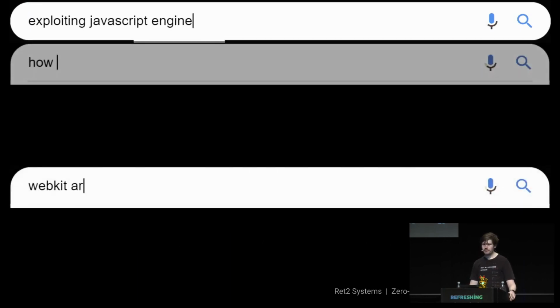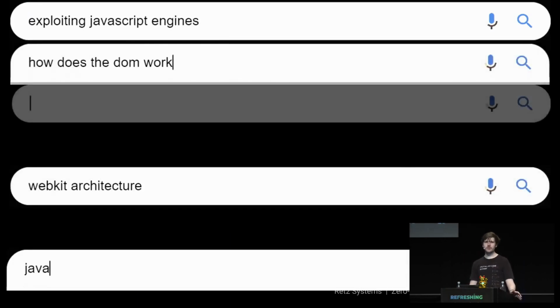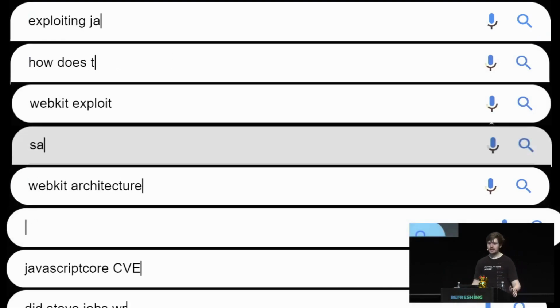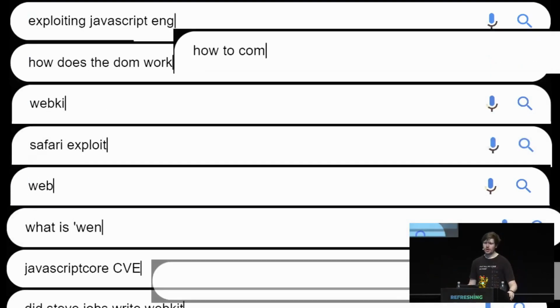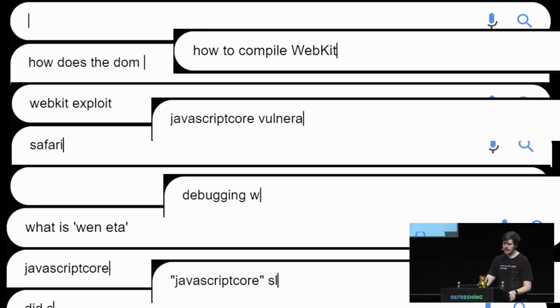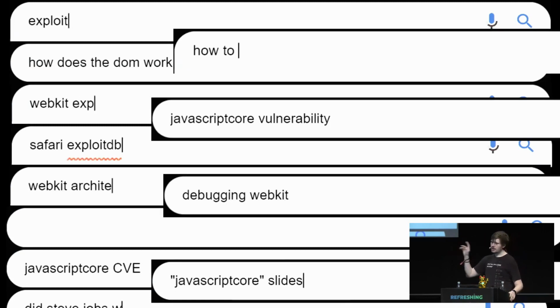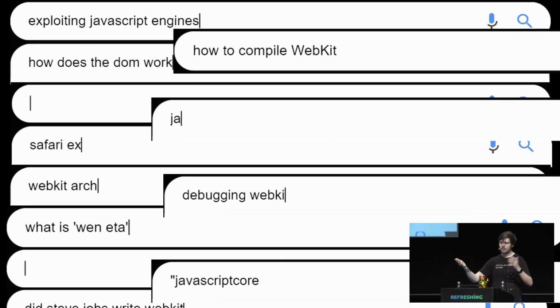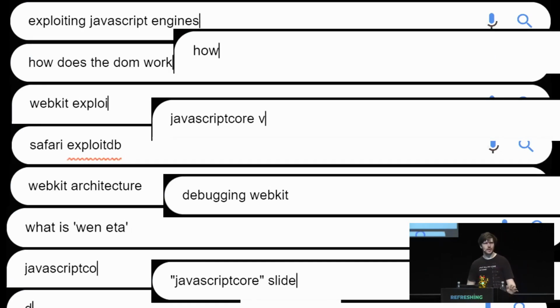So you just keep doing this over and over again. And you just Google and Google everything that you think could possibly be related. The idea is you want to grab all of this information. You want to understand everything you can about this target, even if it's not Apple Safari specific. Look into V8, look into Chrome, look into Opera, look into Chakra, look into whatever you want.